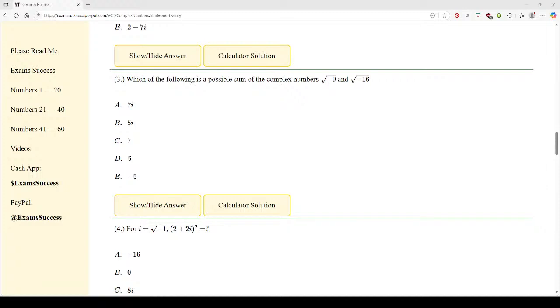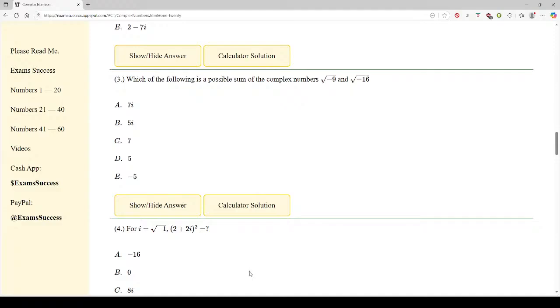Question three. Which of the following is a possible sum of the complex numbers, square root of negative 9 and square root of negative 16? So this is 3i plus 4i, which is 7i.